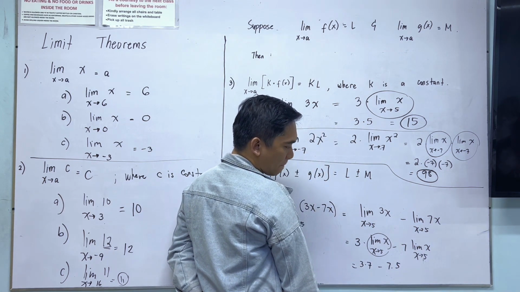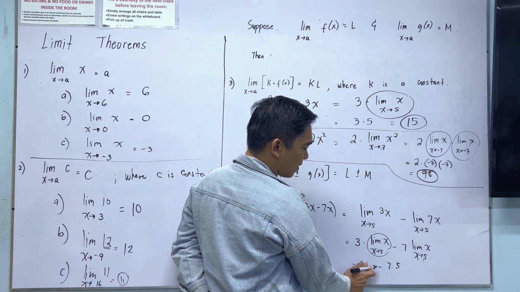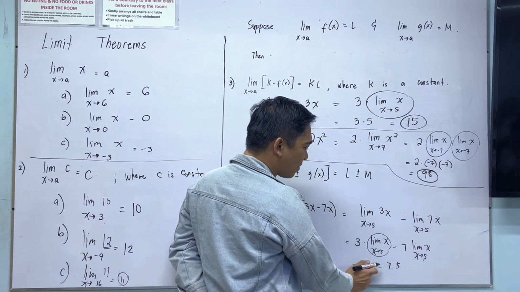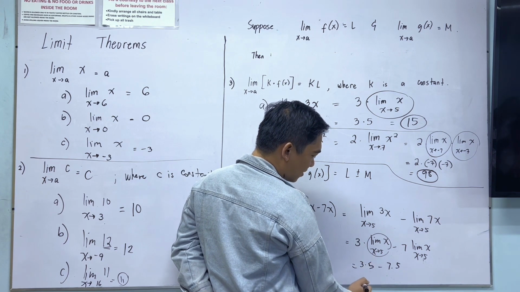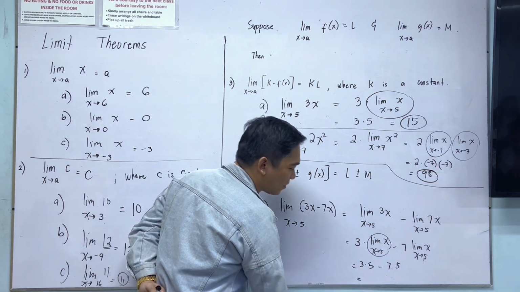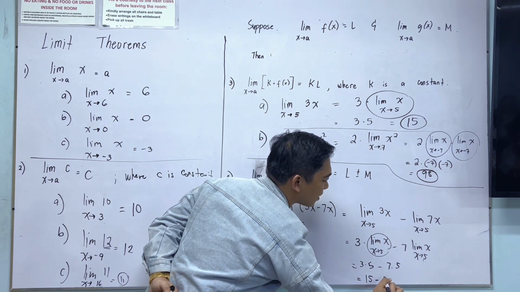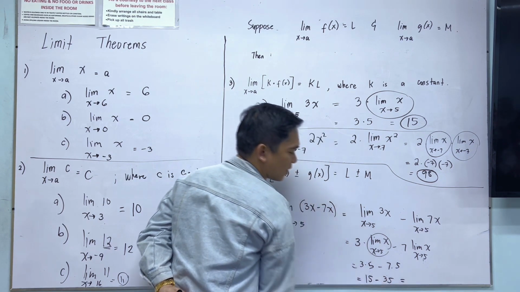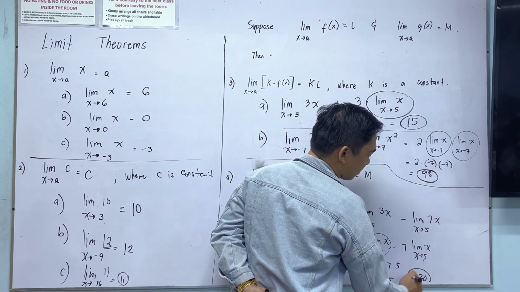5 po, hindi 3. 5 sinabi ko, di ba? Opo. So 3 times 5 is 15, minus 7 times 5, 35. So we have negative 20.